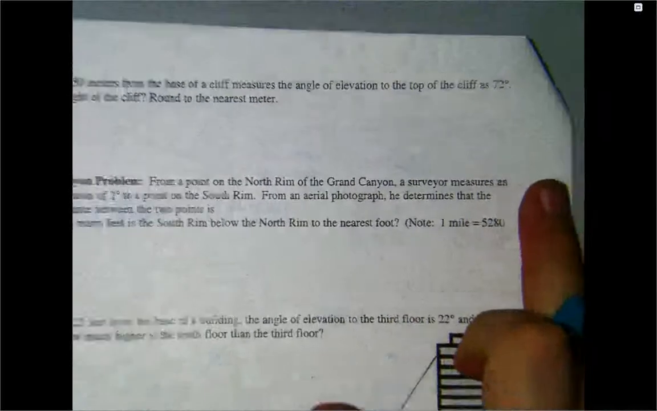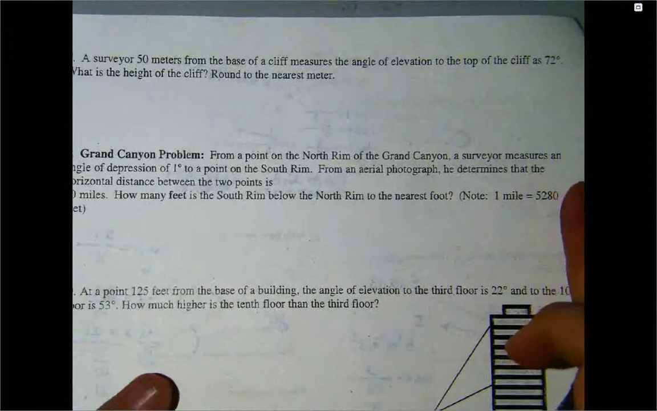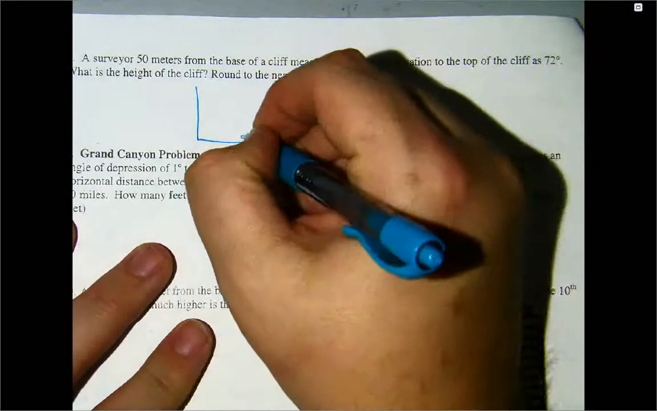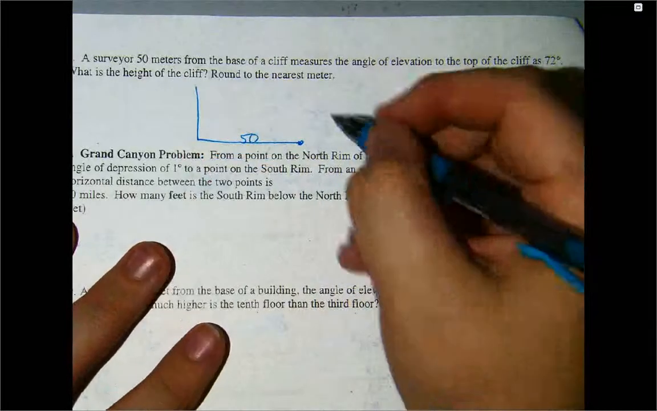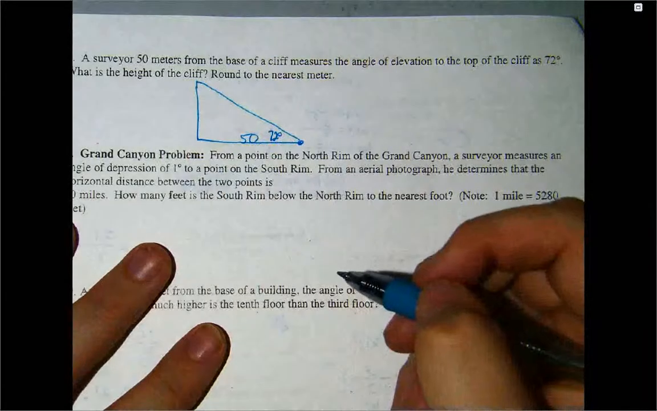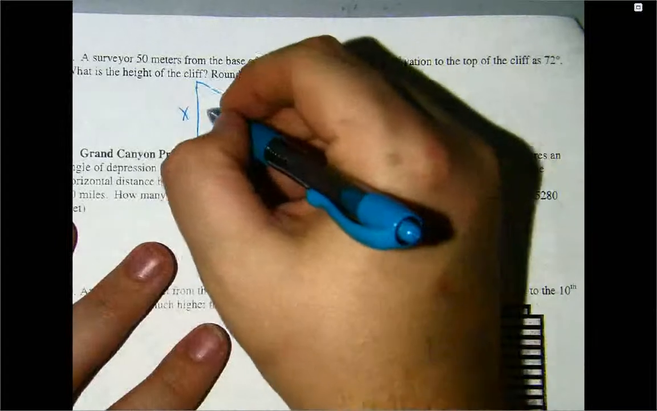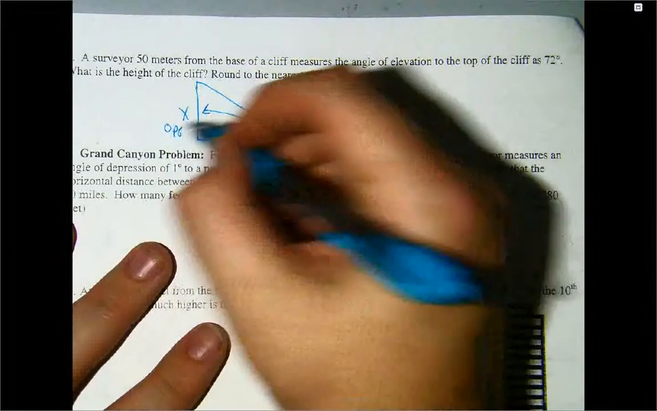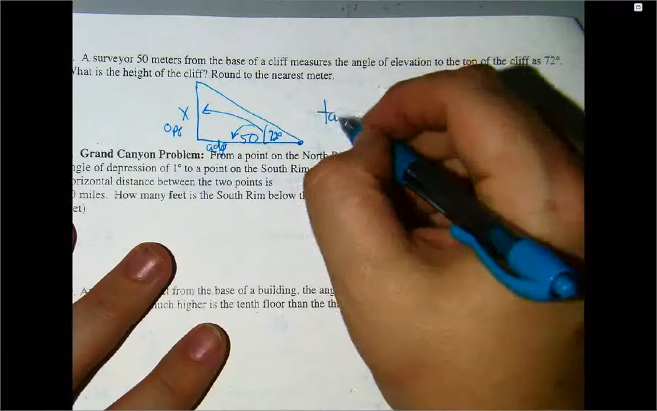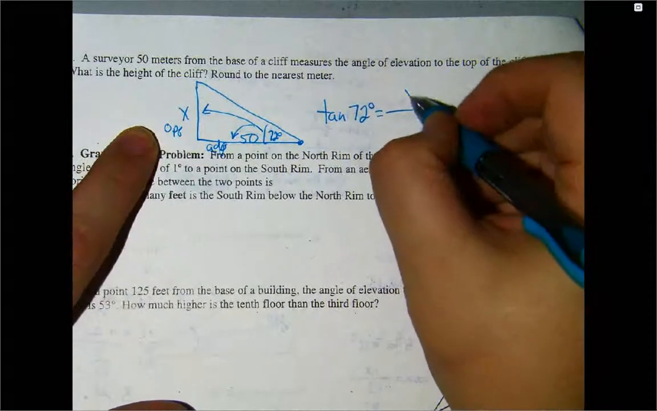A surveyor 50 meters from the base of a cliff. So here's a cliff. Surveyor's over here. There's 50 feet. Angle of elevation to the top of the cliff is 72. How high is the cliff? That's an X. Well, I got 72. Is that opposite or adjacent? Opposite. What's this guy? Adjacent. So we're going to use the tangent of 72 degrees. It's going to be equal to the opposite side, which is X over 50, and then just solve for X.